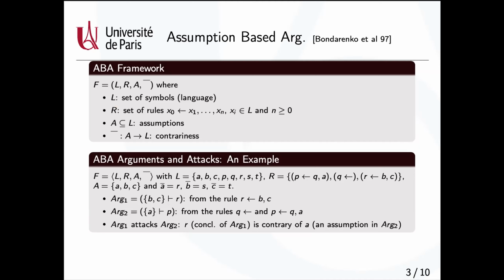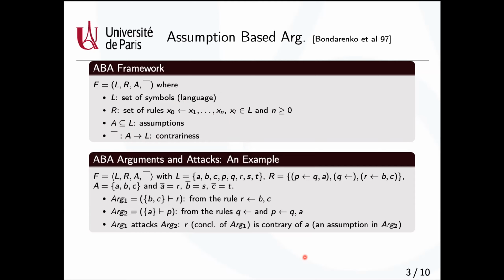So we have, for a framework now, a logical language, a set of symbols to build arguments from, and a set of rules. So here x0 until xn are elements of the language. And a special subset of the language is what we call assumptions. So these are the elements of the language that can be used in order to build arguments in ABA. And finally, this function represents contrariness from assumption to any element of the language.